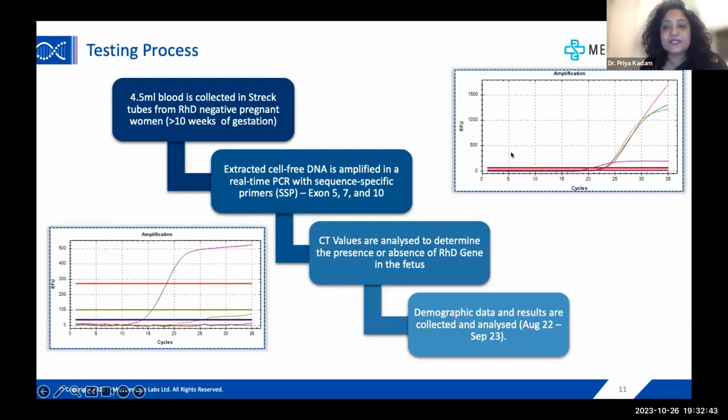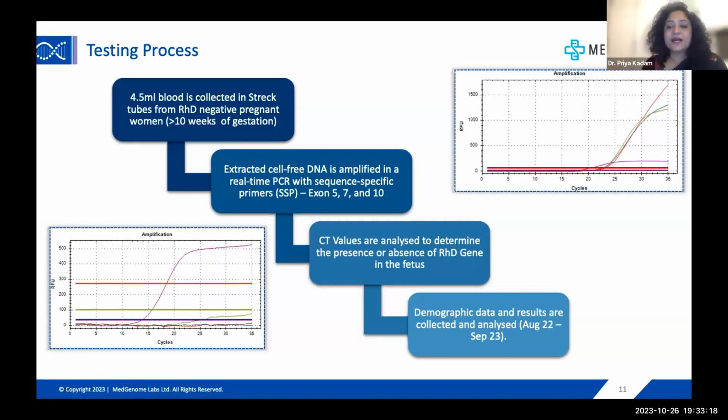The figure which you can see on the top right actually shows a Rh positive sample. So this is a graph which shows the CT value, that is the cycle of PCR where the amplification happens. So you see the three graphs there. So that is an Rh positive sample, and the one below here is a Rh negative sample. There is also always, to make sure that the test is working and there is cell-free DNA there, an internal control as well.